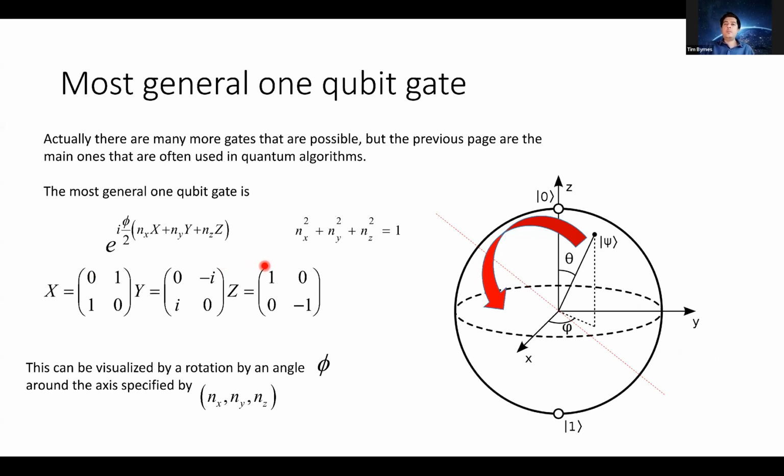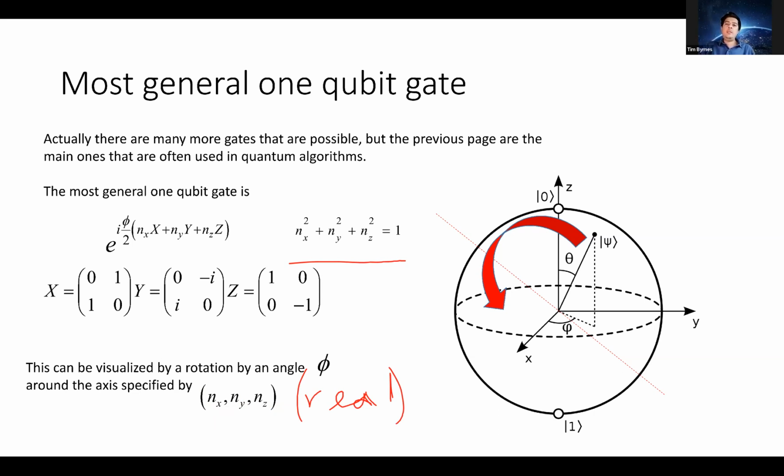What this is, so here you've got this X, Y, and Z. These are the so-called Pauli gates that we've already encountered before. And this nx, ny, and nz is some unit vector. It's a vector that just has length 1. And these are just real numbers, okay? So there are no complex numbers here. So maybe I should have written this here. So these are real. But it's a unit vector because the modulus squared adds to 1.